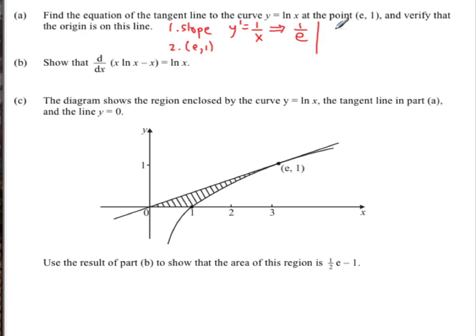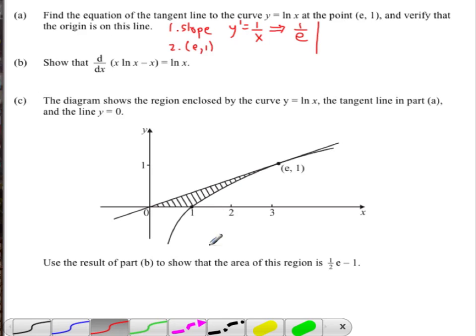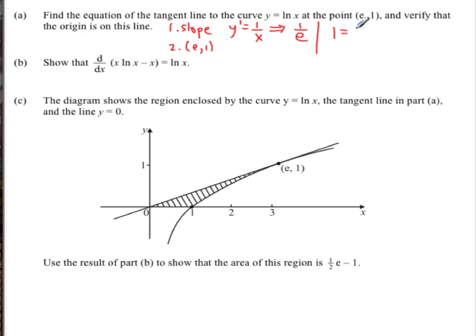So now I can just do y equals mx plus b. 1 equals 1 over e times e plus b. That's 1 equals 1 plus b, so b equals 0. So the equation we're talking about is y equals 1 over e times x.